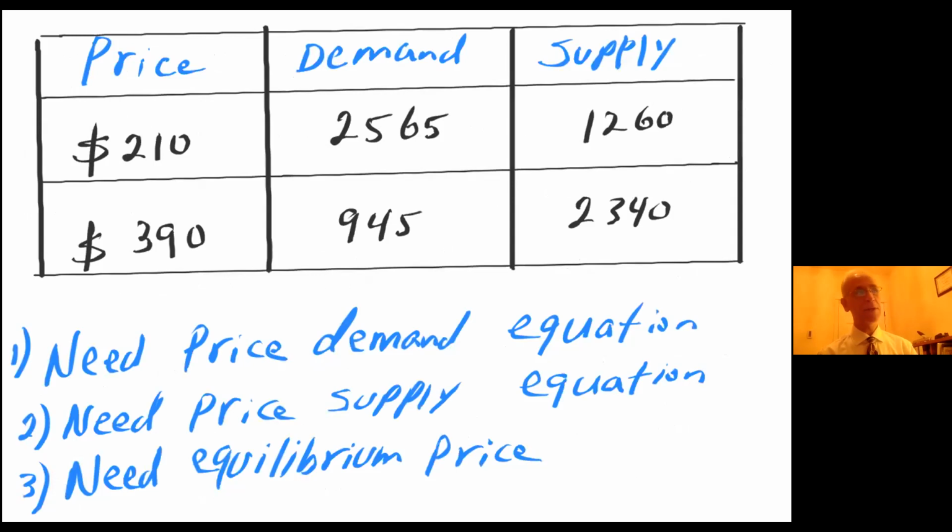So first, I made a table here just to organize our thoughts. At $210, there are 2,565 units of demand and 1,260 units of supply, and on and on. So what is the question asking me to find? Based on the given information, I need to find the equilibrium price. But in order for me to find the equilibrium price, I need to find a price-demand equation and a price-supply equation.